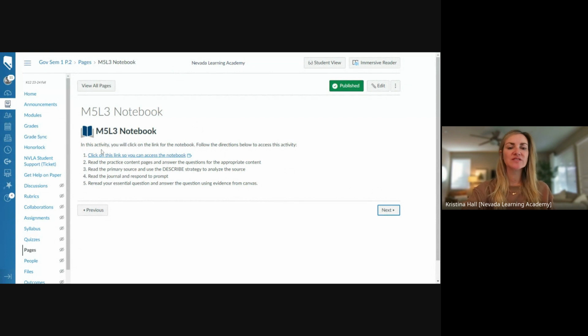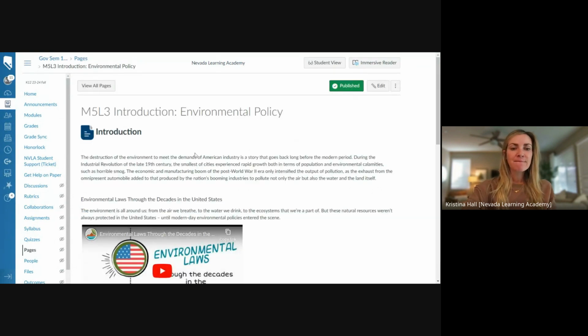Okay, so once we have that open, let's get our key question. All right, so environmental policy. The destruction of the environment to meet the demands of American industry is a story that goes way back, right? It's not just now, it's been going on for centuries. During the Industrial Revolution in the late 19th century, so that would be the 1800s, the smallest of cities experienced rapid growth in terms of population and environmental changes. If you think back to US history, you probably talked a lot about the Industrial Revolution. As a result of rapid technology and population growth, the environmental impacts were pollution, deforestation, polluting of rivers, poor living conditions, polluting of water.